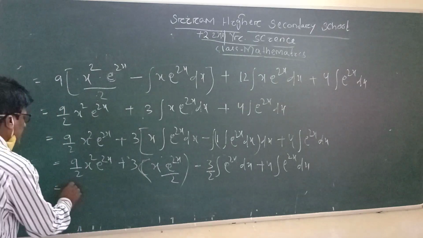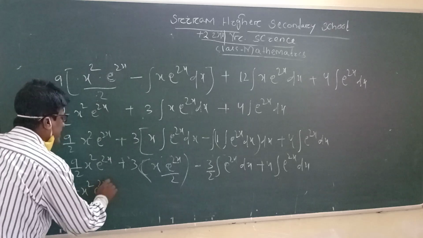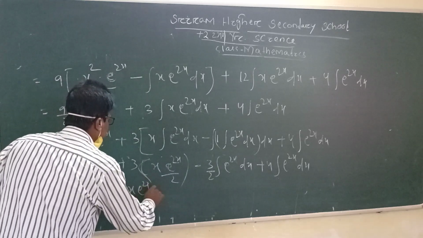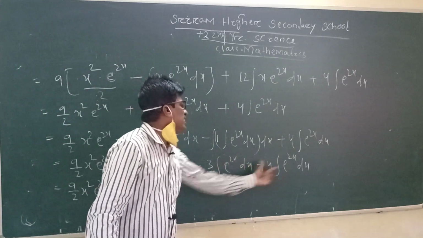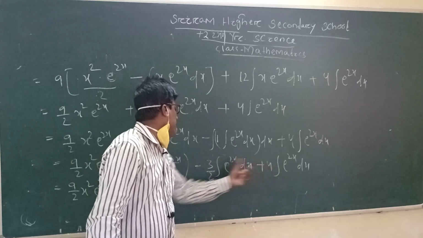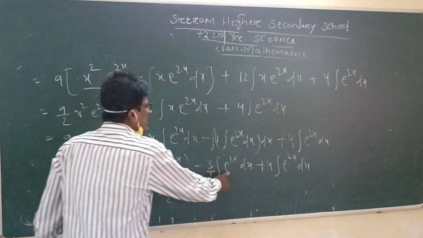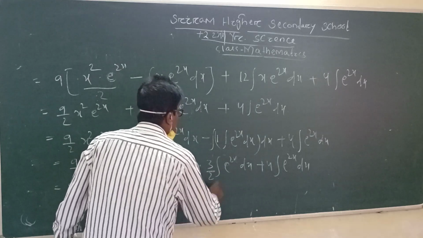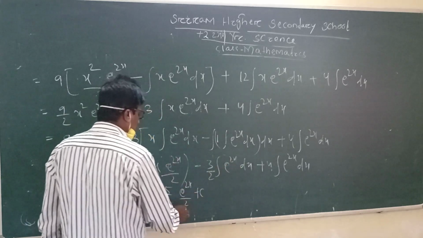That becomes 9 by 2 x square e to the 2x plus 3 by 2 x e to the 2x minus 3 by 2 times e to the 2x by 2, plus 4 e to the 2x, 4 minus 3 by 2 is equal to 5 by 2. Plus 5 by 2 integration of e to the 2x is equal to e to the 2x by 2 plus c, because look, 4 minus 3 by 2 is equal to 5 by 2, integration of e to the 2x is equal to e to the 2x by 2.